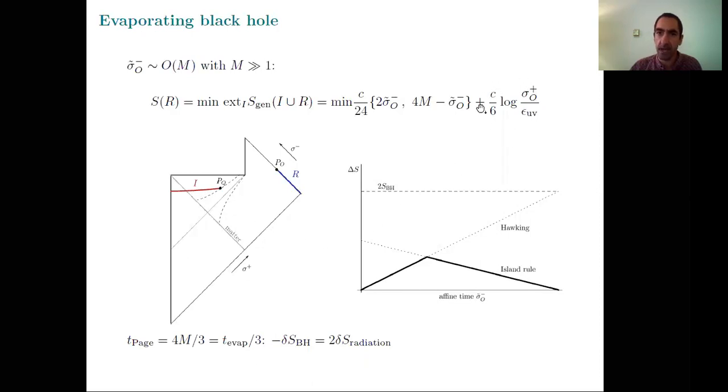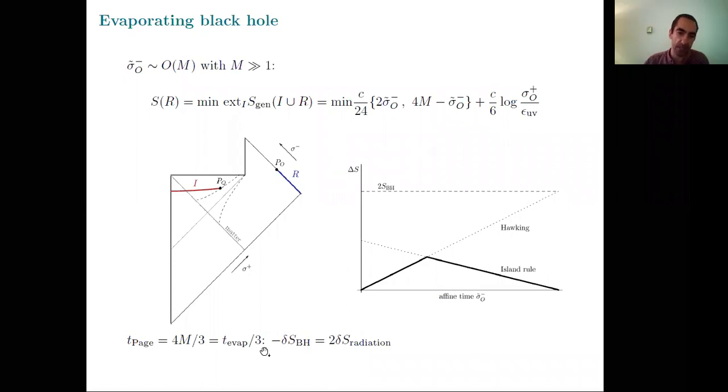And then there are these IR and UV divergences again, which I'm going to ignore. In particular, the subtracted entropy that ignores those follows the expected Page curve. It goes up, following Hawking's calculation, for a long time. There's a sharp transition because we're just doing saddle points here, and it goes down all the way to 0. And here, the Page time, which is this time here, is 4m/3. That's a third of the evaporation time.